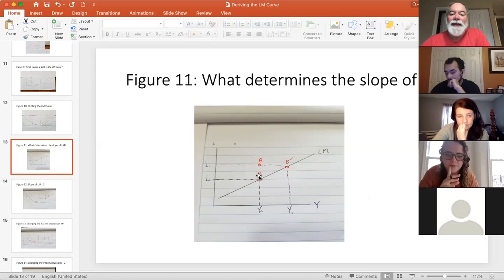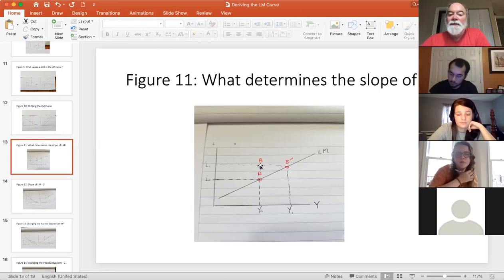So when we went from A to B, money demand went down. When we go from B to B prime, money demand came back up again. If we're in fact on the LM curve again, it must be true that money supply equals money demand. And so to go from A to B, interest rates went up, taking us out of money market equilibrium. That required an increase in GDP to bring us back into money market equilibrium.